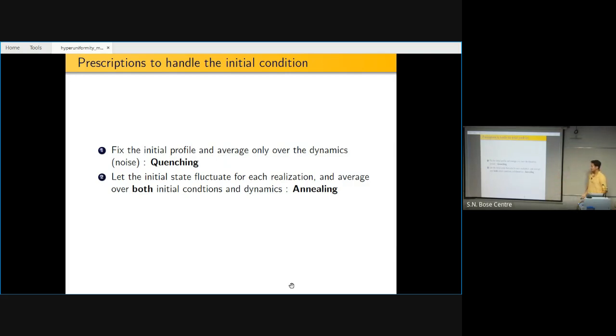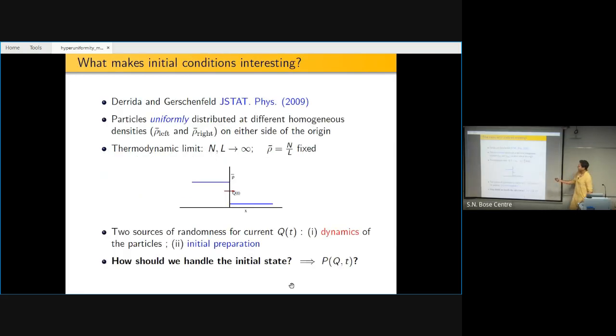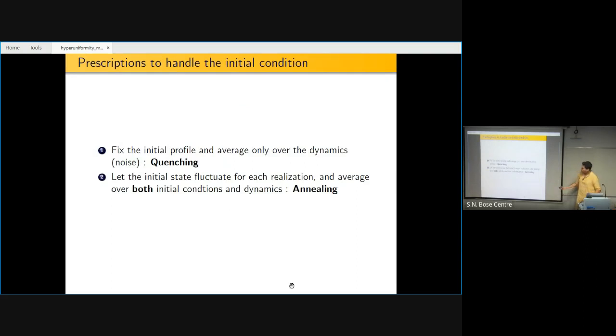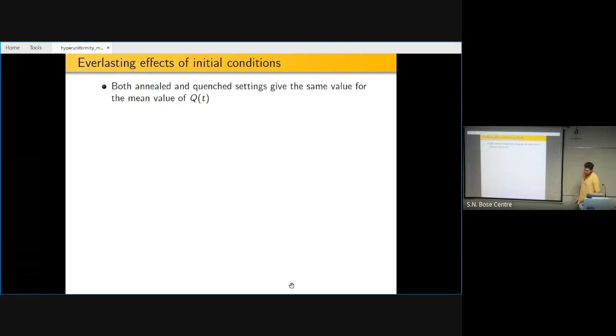The other, interestingly, is when you let the initial state fluctuate for every realization, and then you average over both the noise as well as the initial state. Now, there is something particularly interesting here: the way they chose their initial state is through a uniform random distribution, and this is an important point in the rest of the talk. So with these two different ways of averaging, what did they see?